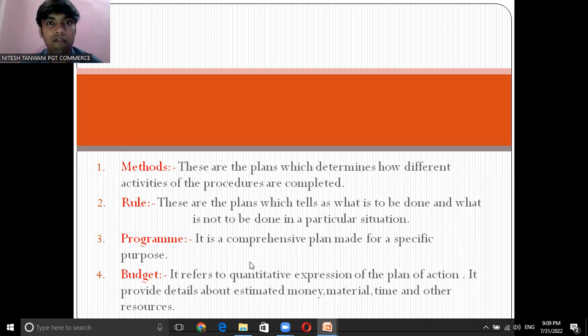You have seen that the government is also making a different kind of budget every year. So we can say budgets are a kind of plan, but of quantitative expression of the plan of action. It provides detail about estimated money, material, time, and other resources. Even at our homes, mothers make a monthly budget. So this is also a budget you have seen at your homes. So this was the chapter planning, the smallest chapter.